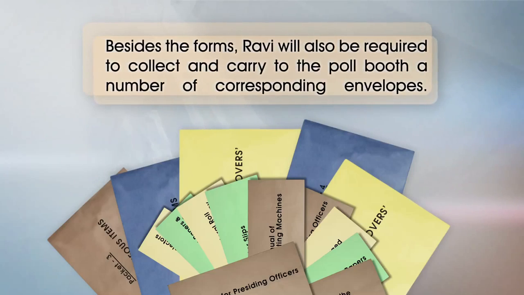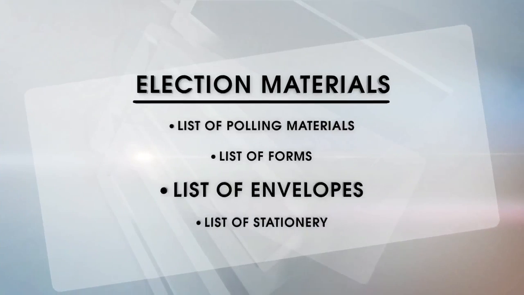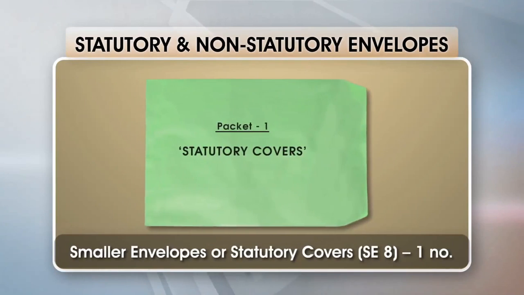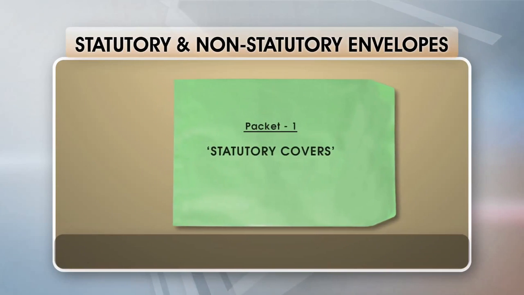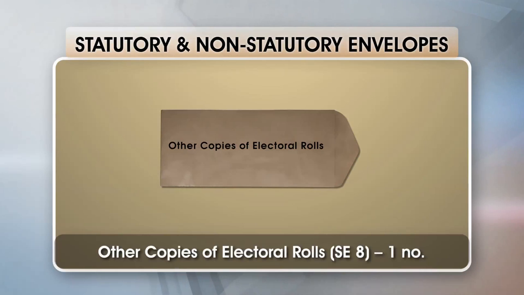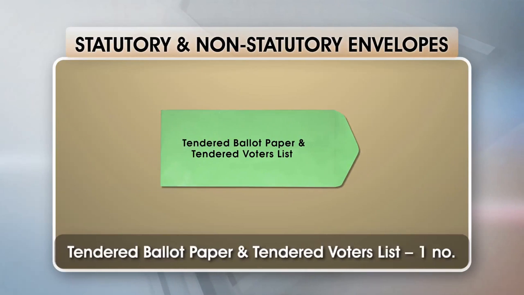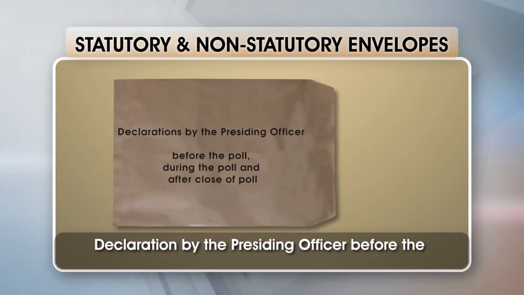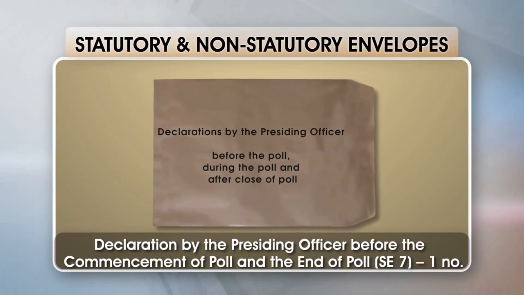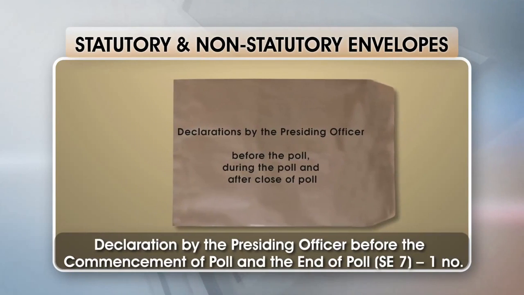corresponding envelopes. List of envelopes. For smaller envelopes or statutory covers, SE8, 1 number. For marked copy of electoral rolls, SE8, 1 number. For other copies of electoral rolls, SE8, 1 number. For tendered ballot paper and tendered voters list, 1 number. For declaration by the presiding officer before the commencement of poll and the end of poll, SE7, 1 number.